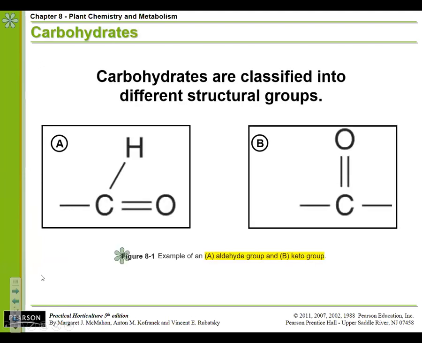So we actually classify these into different structural groups, and that's how they're bonded together. On A, we have an aldehyde group here, which is a double bond of oxygen to carbon with a hydrogen on the side. And then a keto group, which is a double bond of oxygen just to carbon and is free to bond to other forms. So just the chemical structure of these things, how they're bonded and are able to make other molecules.